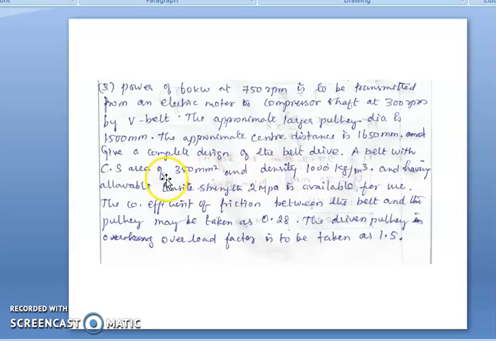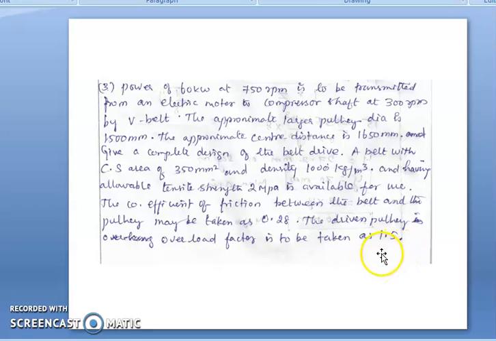A belt with a cross-section area of 350 mm square and a density of 1000 kg per meter cube. So the cross-section area of the belt and density of the V belt are given in the problem, and having the allowable tensile strength sigma T equal to 2 megapascal is also available for use. Then the coefficient of friction between the belt and the pulley may be taken as 0.28. The driven pulley overhang factor is to be taken as 1.5.